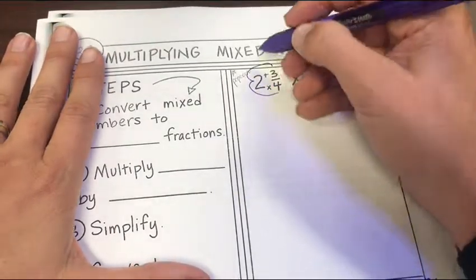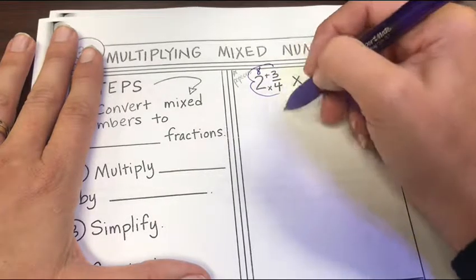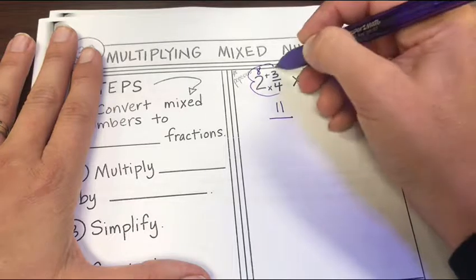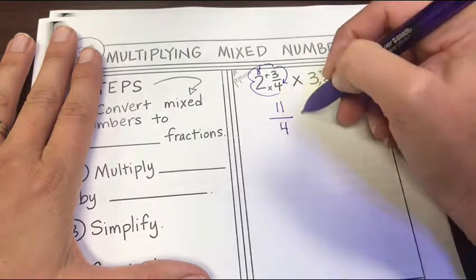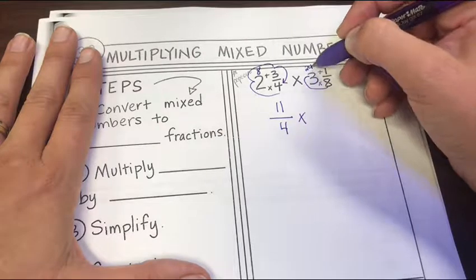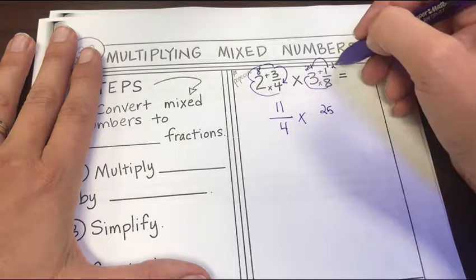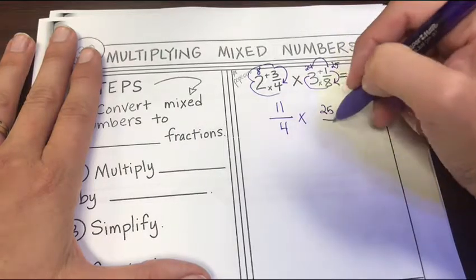So 4 times 2 is 8. 8 plus 3 is 11. And we're going to keep the same denominator. Then we have 8 times 3 is 24, plus 1 is 25, and keep the same denominator.